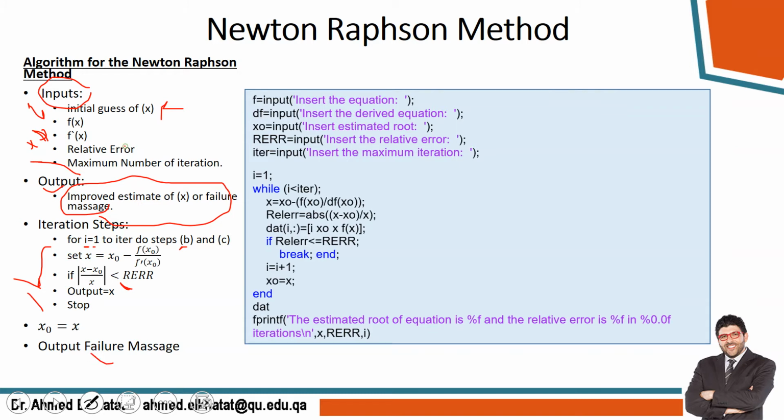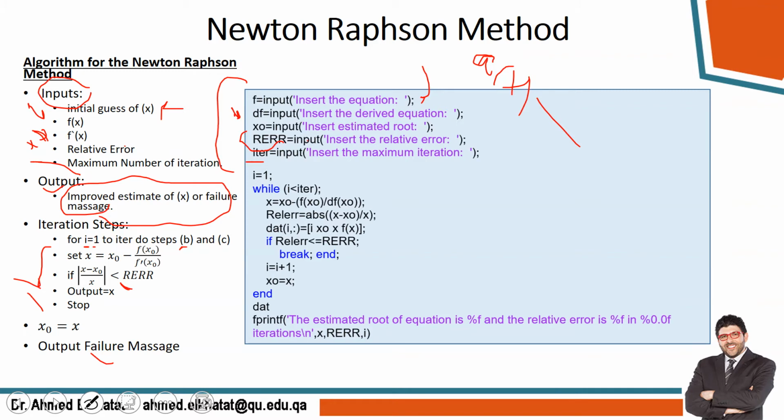This is the input. The input will be f equal to the equation, and remember, if you want to put the equation you should add x and put your equation. Then df is another equation, the derivative equation. Then we need to put x naught, the initial guess, and here we need the required relative error, and here the maximum iteration.